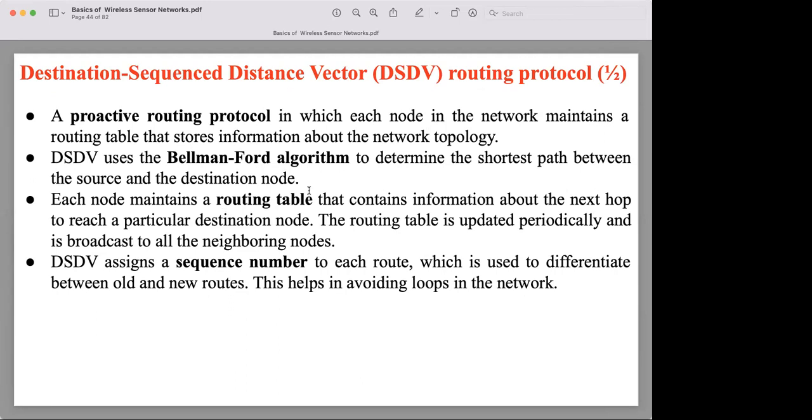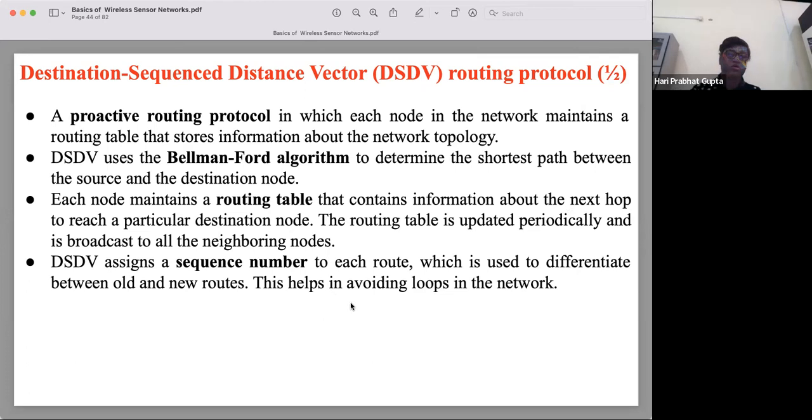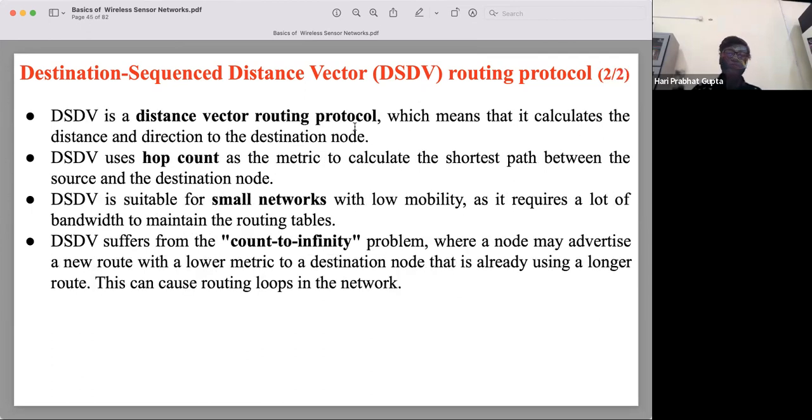Okay, so each node maintains a routing table that contains the information about the next hop to reach a particular destination. And of course, they need to periodically update this information so that every time they have the updated routing table. They also use a sequence number for each route to differentiate between the old and new route request. So it is possible this route request is an older one that is inside the loop, and you receive the same information once again. To avoid such a constraint, they use the sequence number to avoid routing loops.